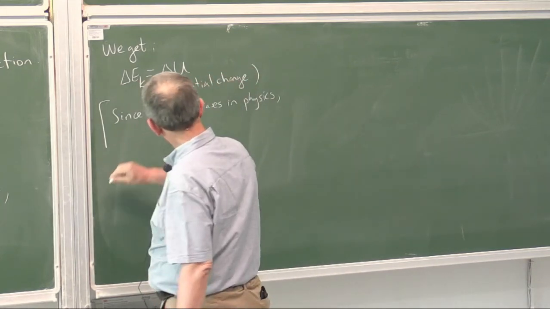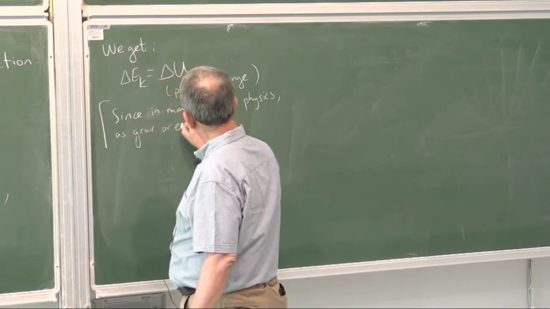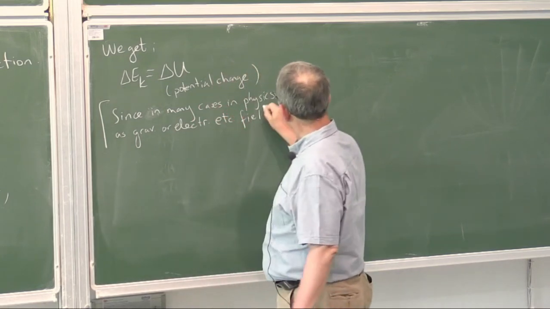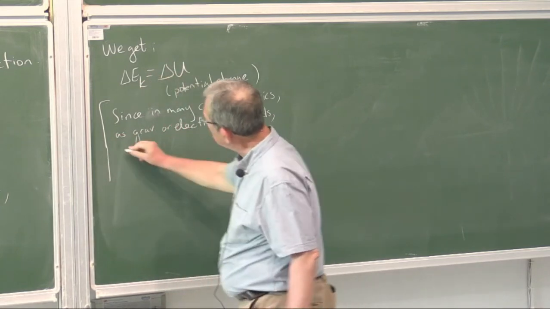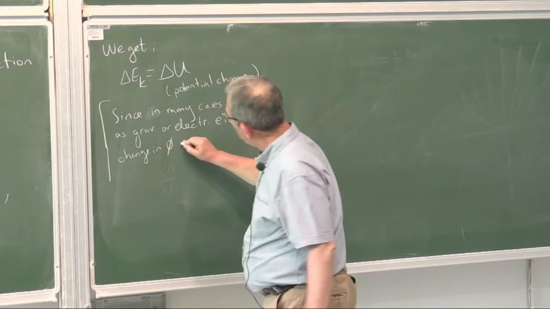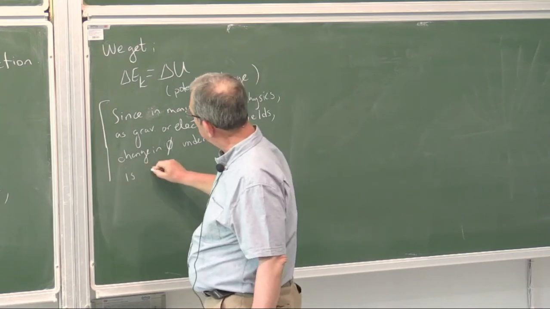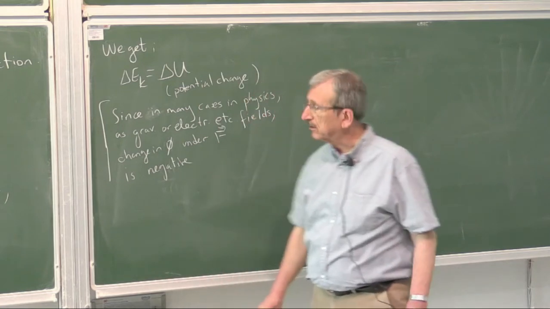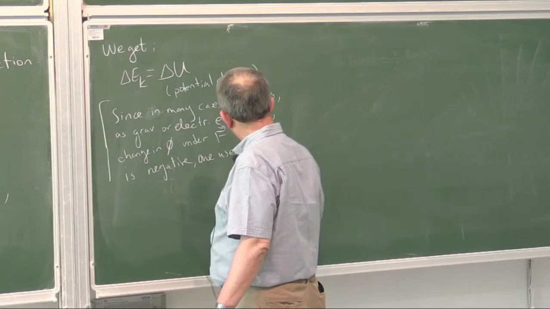as gravitational or electrical, etc., fields, the change in phi under the force F is negative, namely potential decreases. One uses minus phi instead of phi.